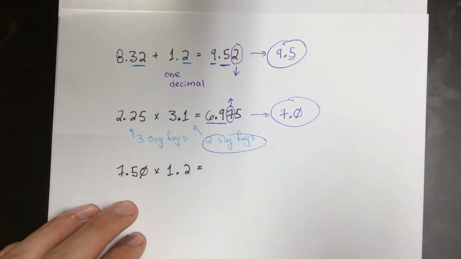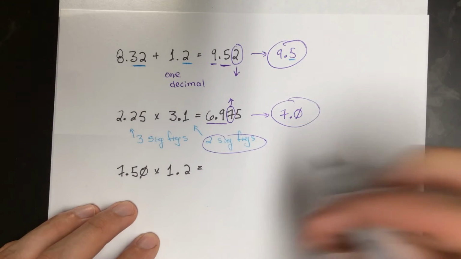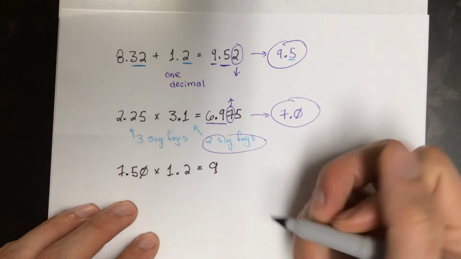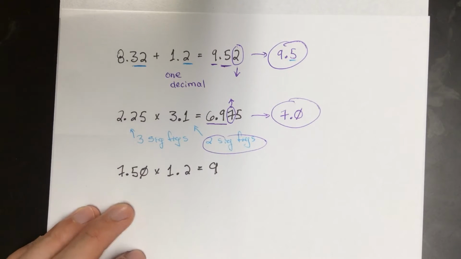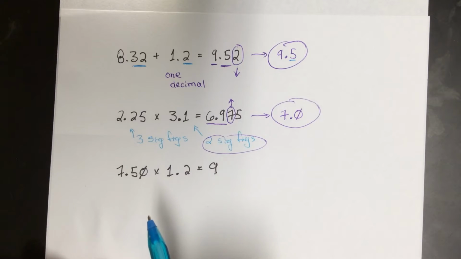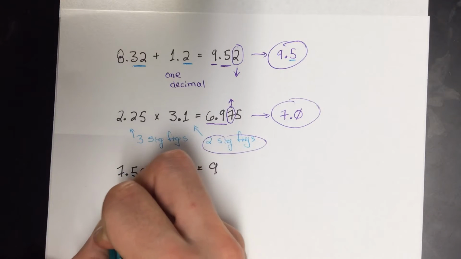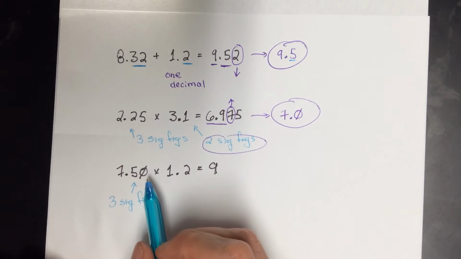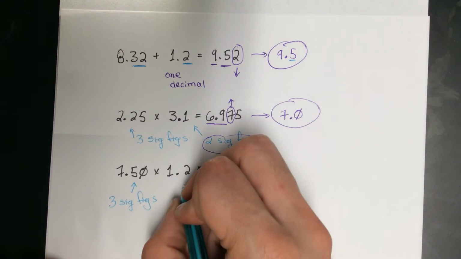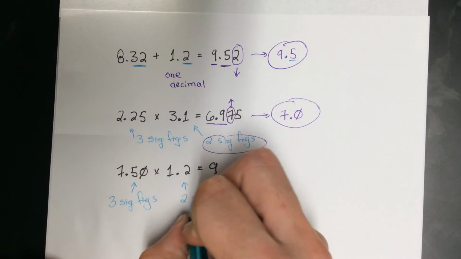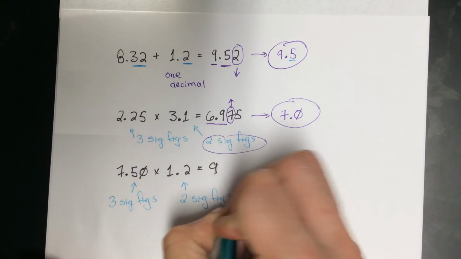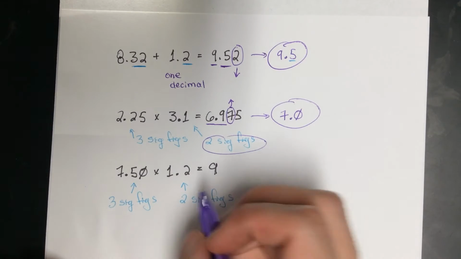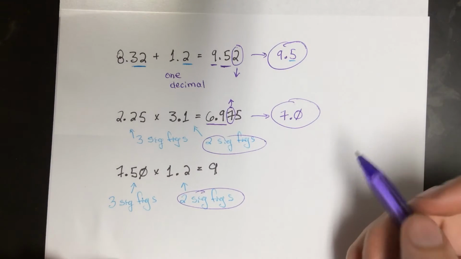Another multiplication example, we have 7.50 times 1.2. When we plug that into our calculator, it says that the answer to that problem is 9. But again, we need to look at our significant figures so that we can report our answer accurately. 7.50 has 3 significant figures, because the 0 is to the right of both the decimal and the number. 1.2 only has 2 significant figures. So this means that we are supposed to report our answer with 2 significant figures.